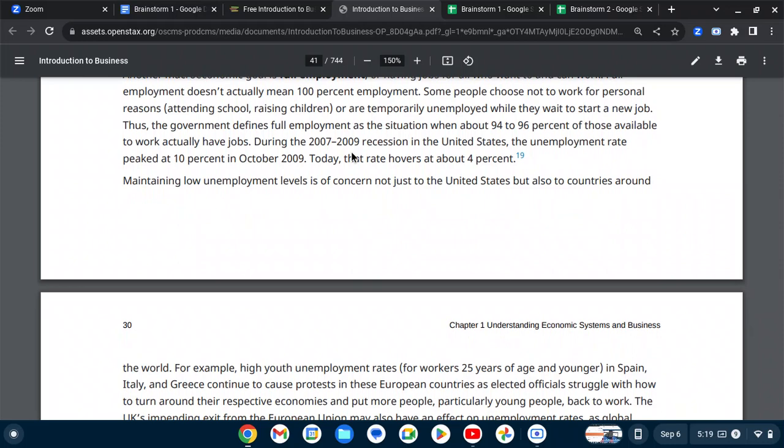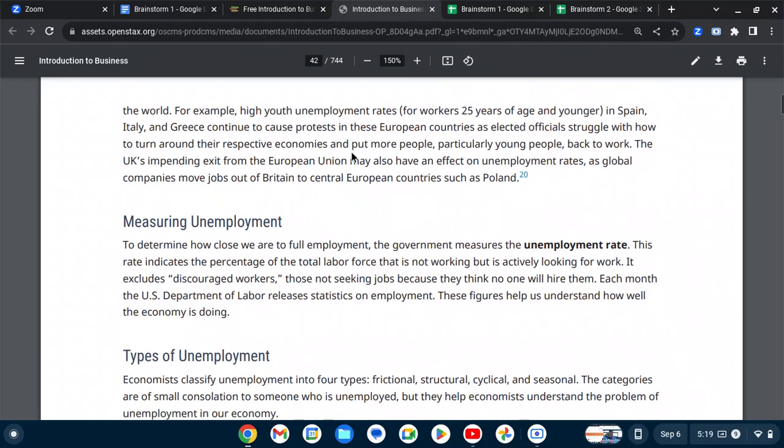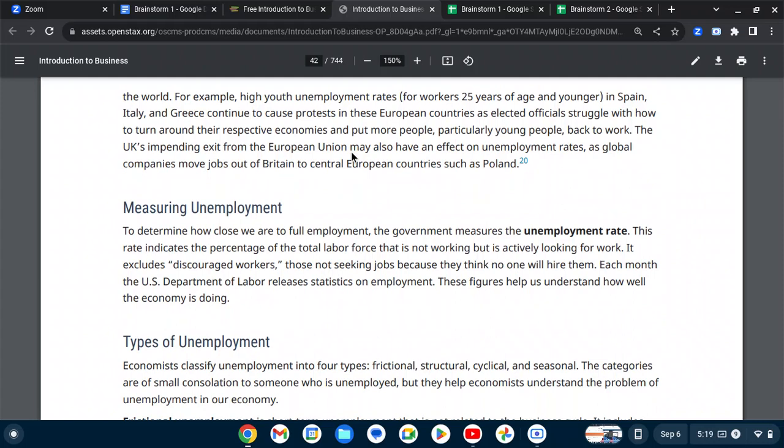Maintaining low unemployment levels is of concern not just to the United States, but also to countries around the world. For example, high youth unemployment rates in Spain, Italy, and Greece continue to cause protests in these European countries as elected officials struggle with how to turn around their respective economies and put more people, particularly young people, back to work. The UK's impending exit from the European Union may also have an effect on unemployment rates, as global companies move jobs out of Britain to Central European countries such as Poland. Measuring unemployment. To determine how close we are to full employment, the government measures the unemployment rate.